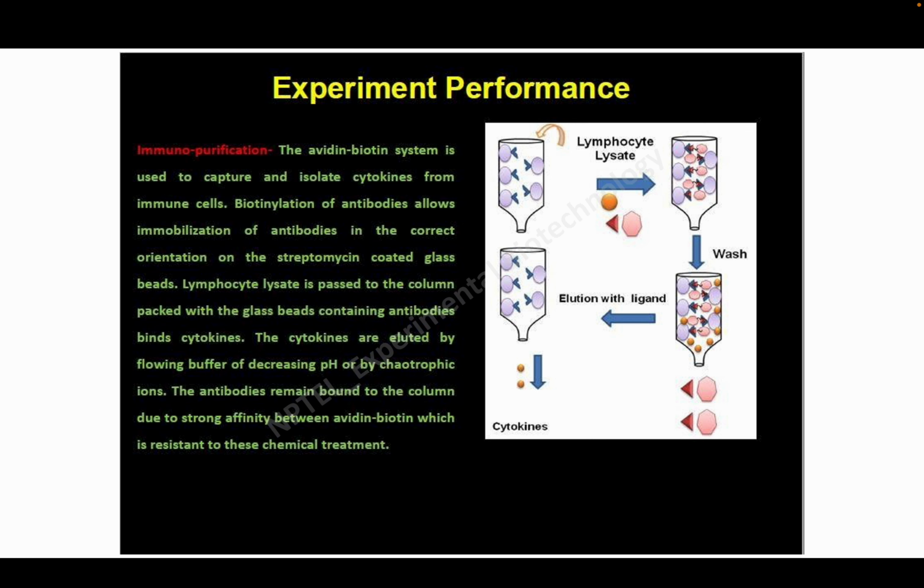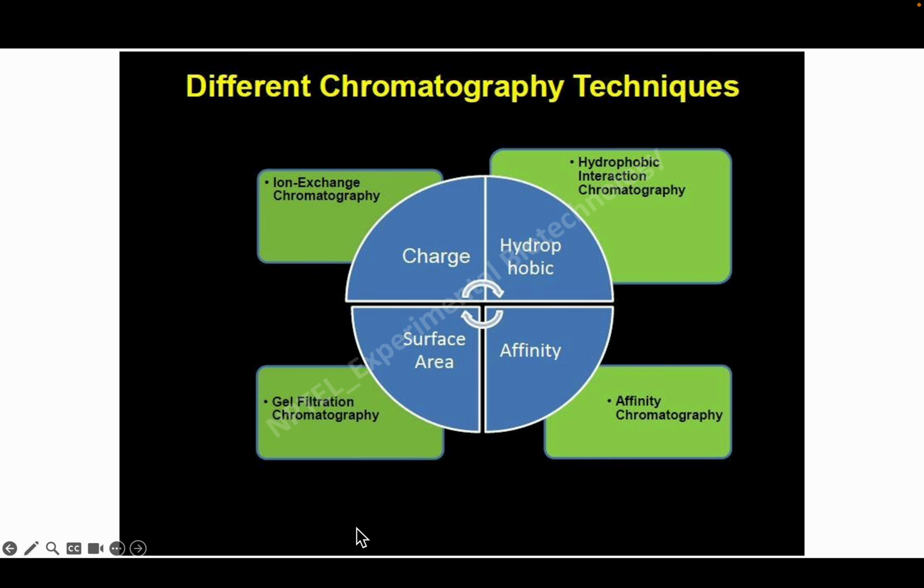So this is a lymphocyte lysate. So you will wash and you will then purify the cytokines. Okay, so this is how we will do it. You will biotinylate the antibody and you will immobilize it in the correct orientation on the streptavidin coated glass beads. So whenever you pass the lymphocyte lysate through the column, those glass beads containing antibody will capture those cytokines, right? And then you can elute those cytokines by flowing buffer, or by decreasing pH, or by some chaotropic salt, so that the interaction between antibody and the cytokine gets hindered. So that is all for affinity purification.